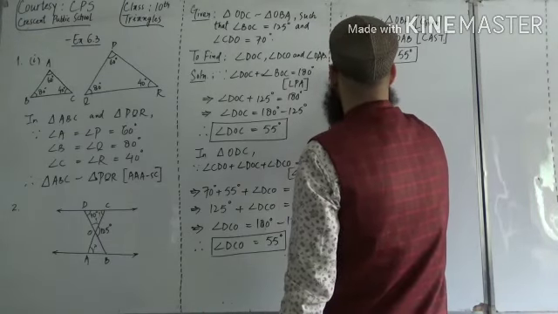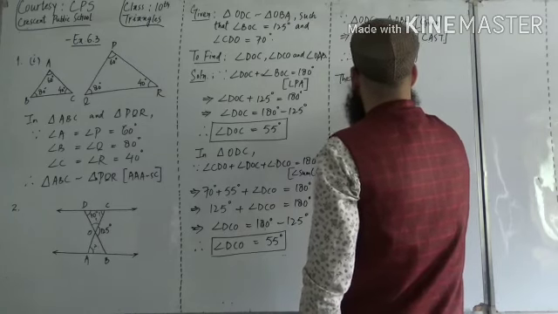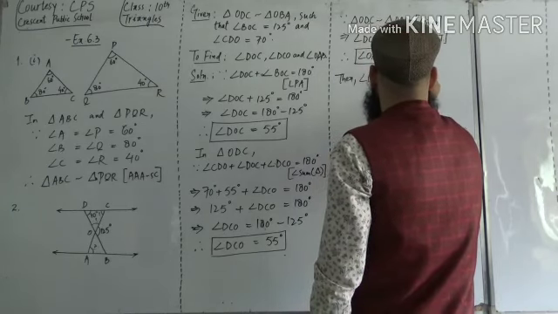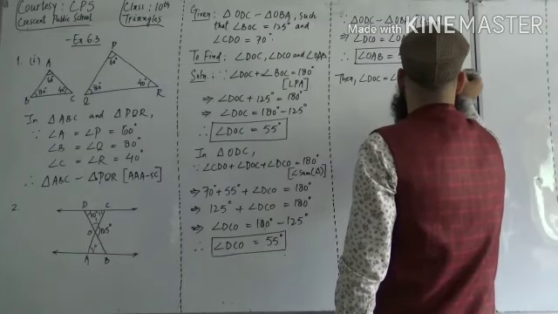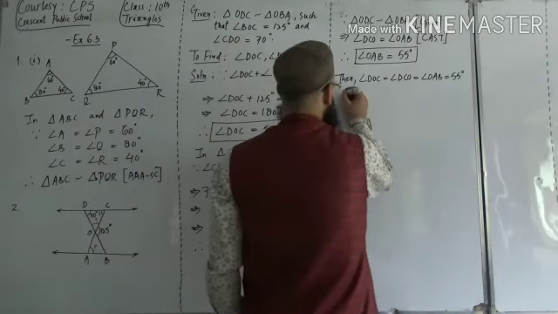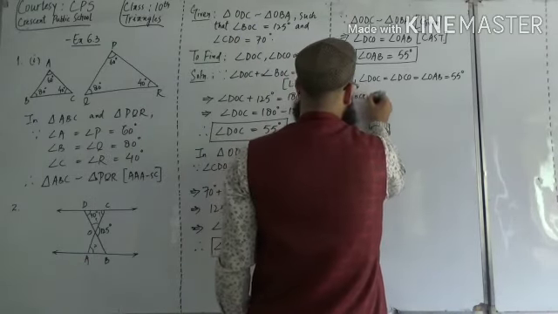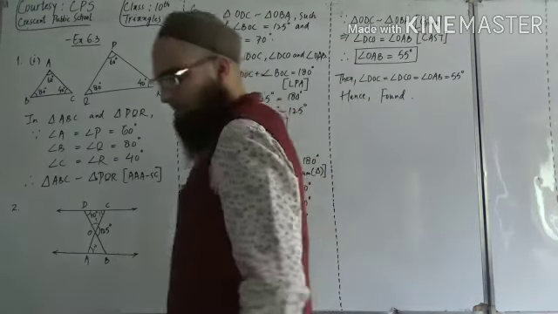Then you can say angle DOC is equal to angle DCO is equal to angle OAB is equal to 55 degrees. You got it? Hence found. That's it. Make a note.